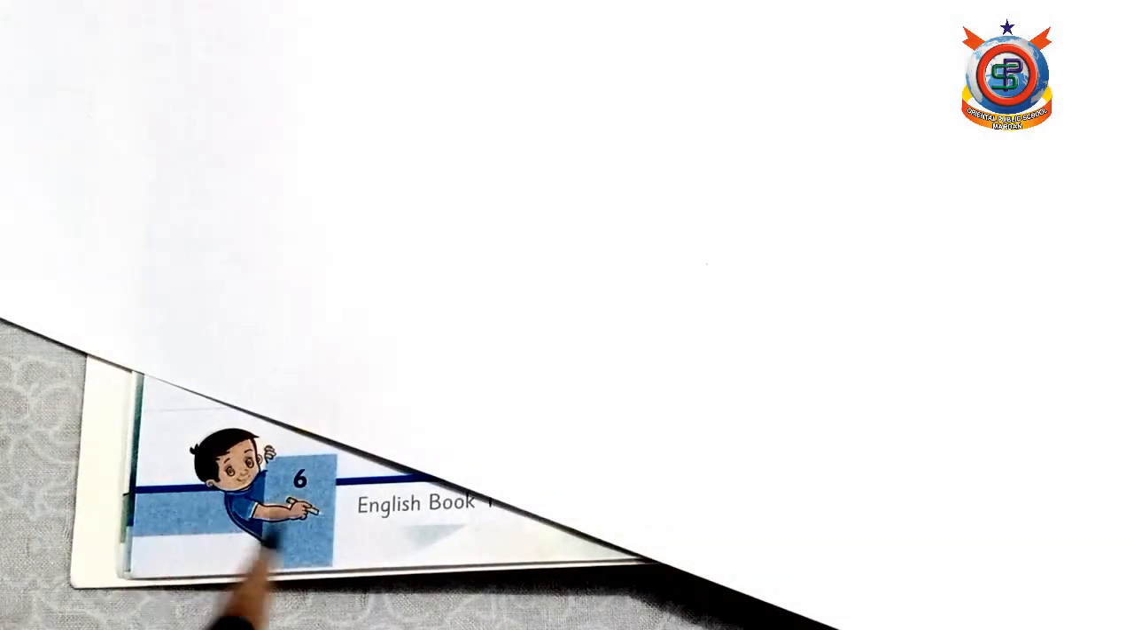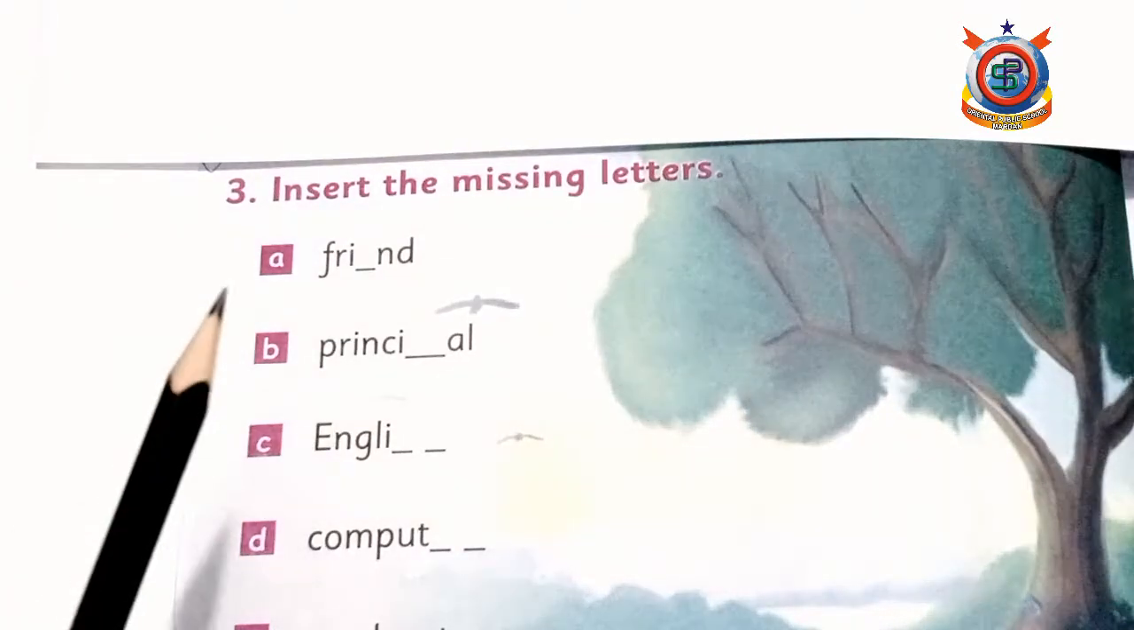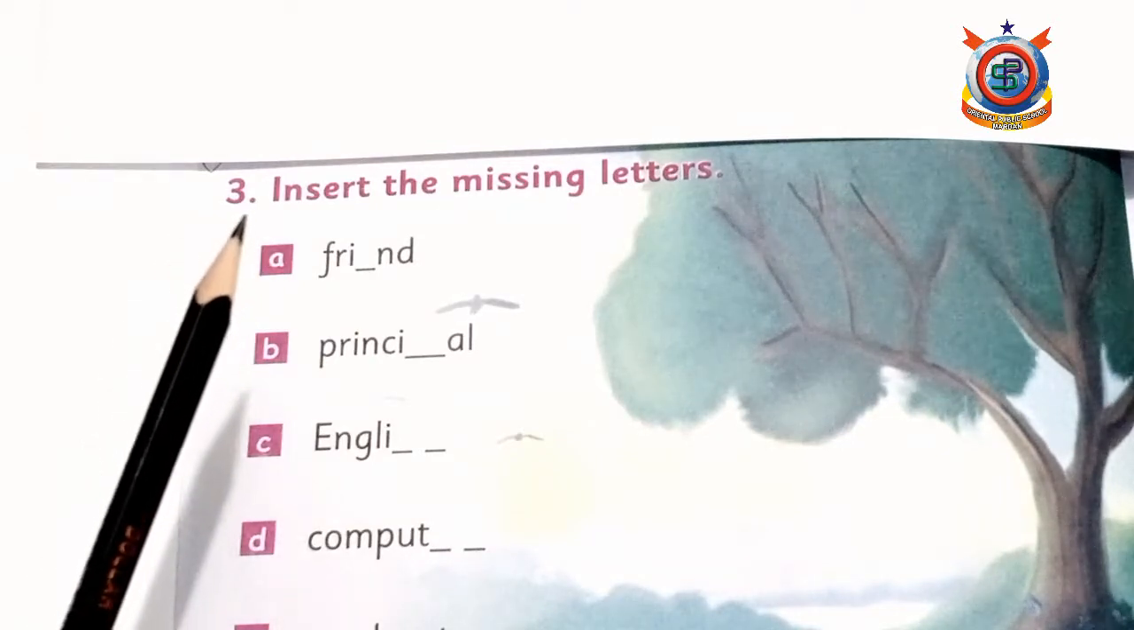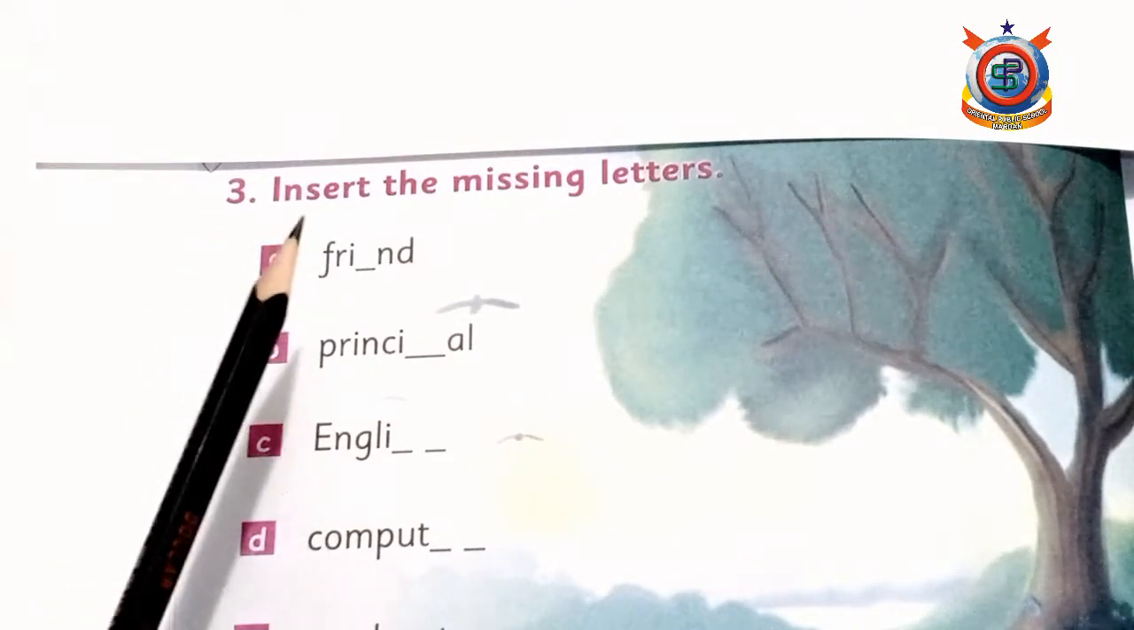Okay, dear students, all of you open page 6 in your English books. Hurry up. All of you open this page. This is page 6. Now this is exercise 3 on page 6. As you can see, this is exercise 3, and this is on page 6.